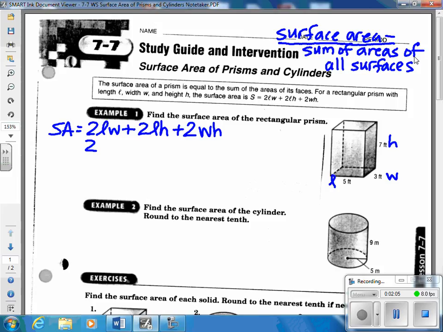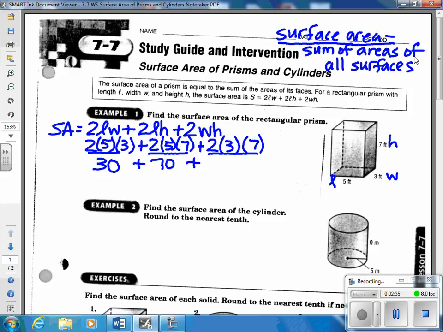So if I take the letters out, I'm putting the numbers in. So it would be 2 times 5 times 3 plus 2 times 5 times 7 plus 2 times 3 times 7. Okay, and mathematically you have to do multiplication before you do addition. So you're going to do 3 separate multiplication parts, and then you're going to add those 3 numbers together. So 2 times 5 times 3 is 30. 2 times 5 times 7 is 70. And 2 times 3 times 7 is 42. Right, so now that you have those 3 numbers, you're going to add them together, and that's going to give you the surface area. Surface area is SA. When you add them together, you get 142.